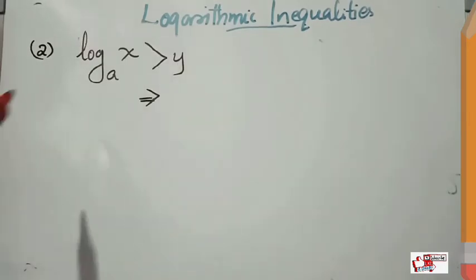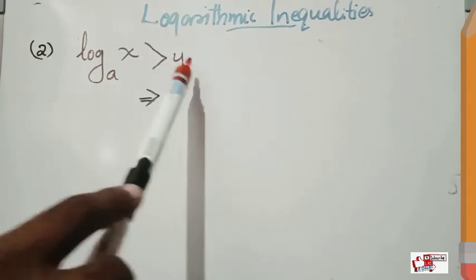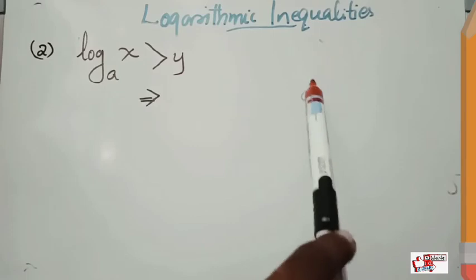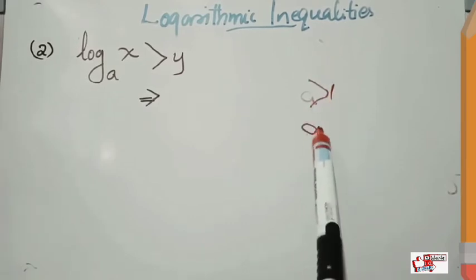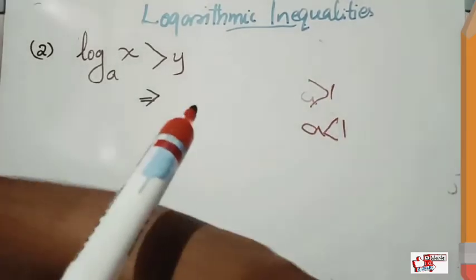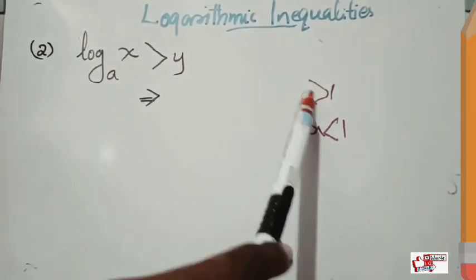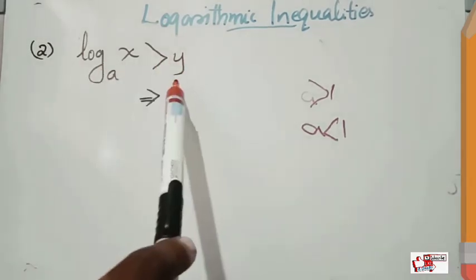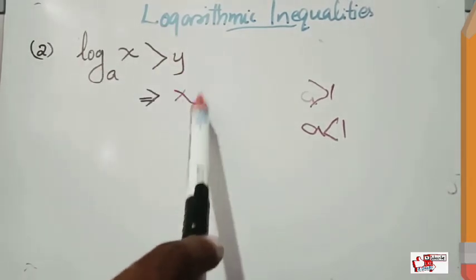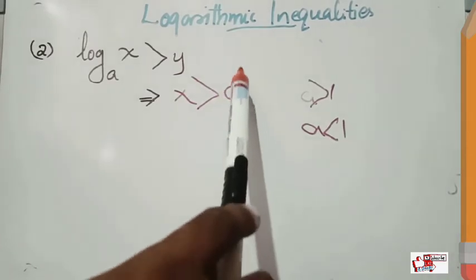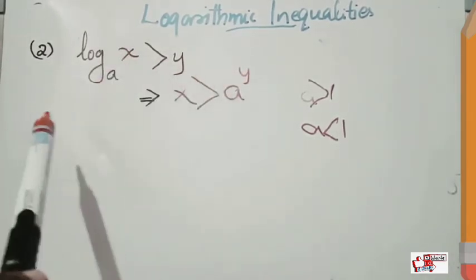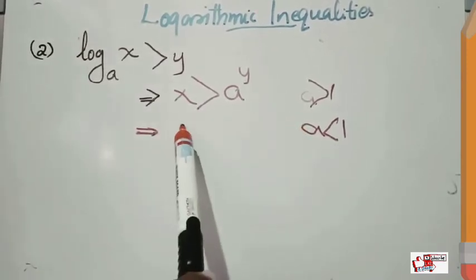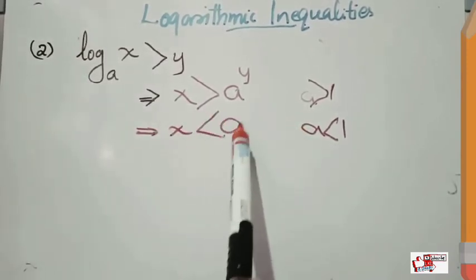Third law is log x to the base a greater than y. That also gives us two answers based on a: if a greater than 1 and a less than 1. So if a is greater than 1, we get x is greater than a raised to y, changing into exponential form, that's it. And if a is smaller than 1, we get x is smaller than a raised to y.